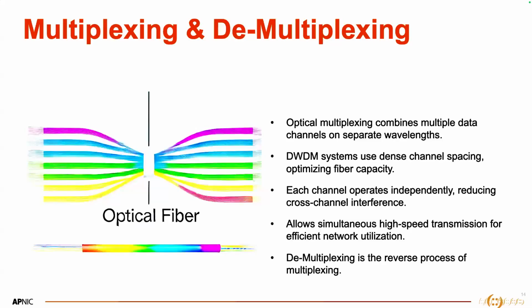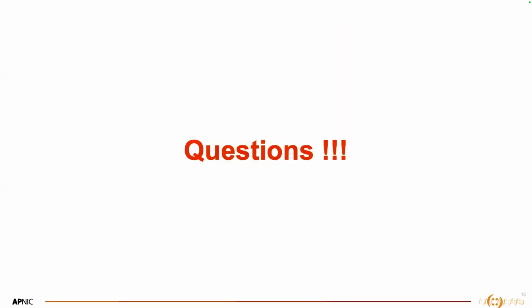This is the mechanism which allows high efficiency, high speed, high volume transmission from one point to another. This is the idea which is basically used in DWDM, right? So these are some basic characteristics or behaviors of light.